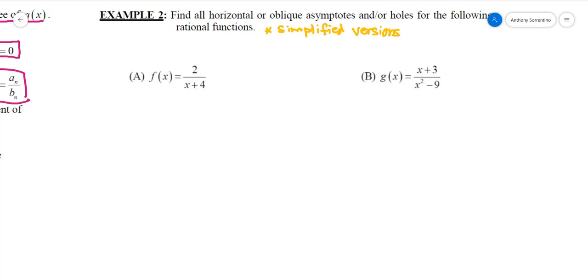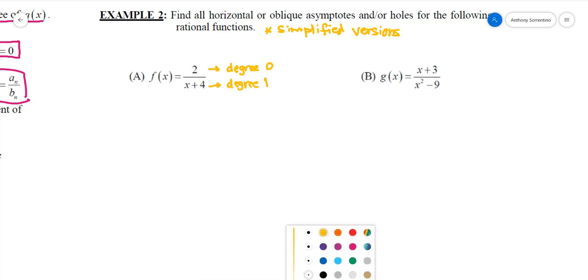But ultimately you want to be able to look at the functions and say, okay, well, what's going on with your highest powers of x and so forth. So for instance, in f of x, this is degree 0. I don't have any powers of x here. The bottom is degree 1. So I have a situation where my numerator's degree is smaller than my denominator's degree. That's a pretty simplistic conclusion. I have a horizontal asymptote at y equals 0.